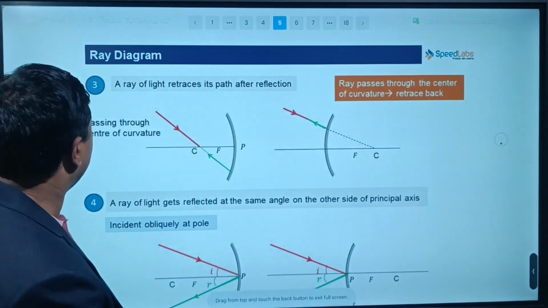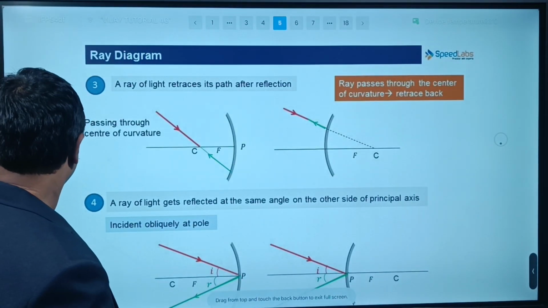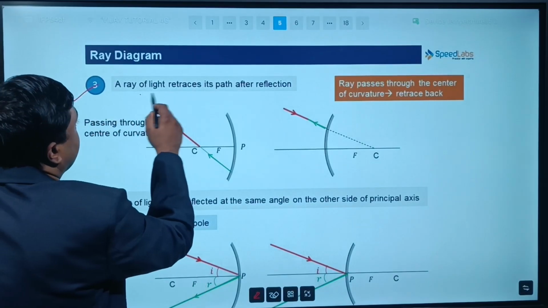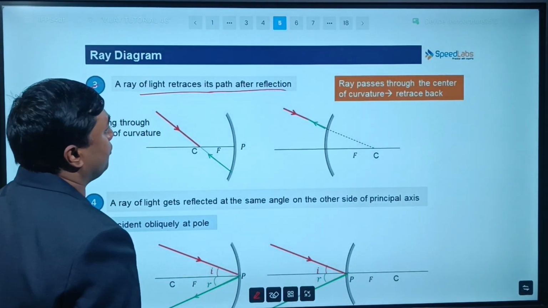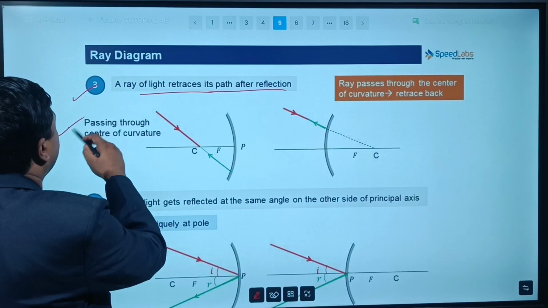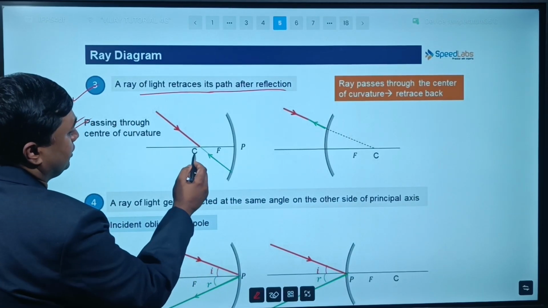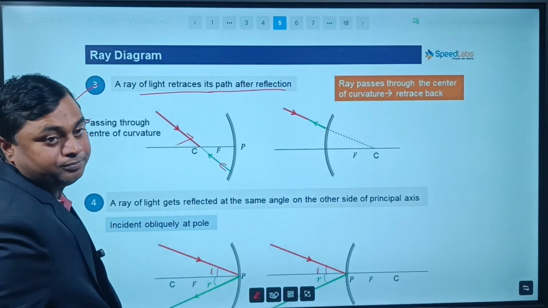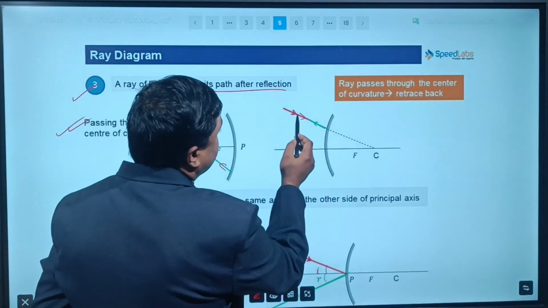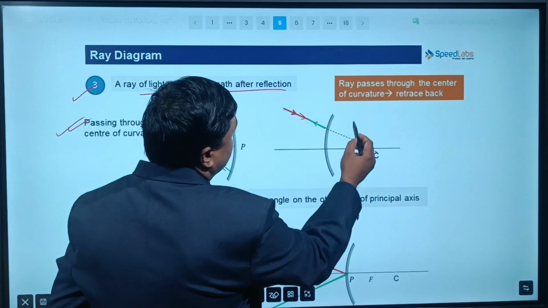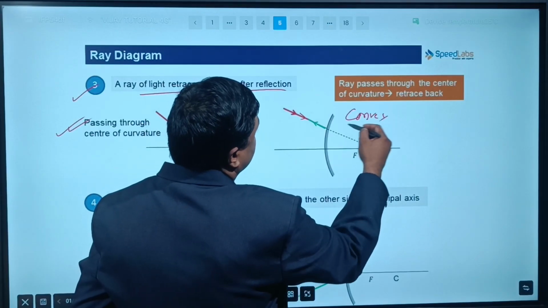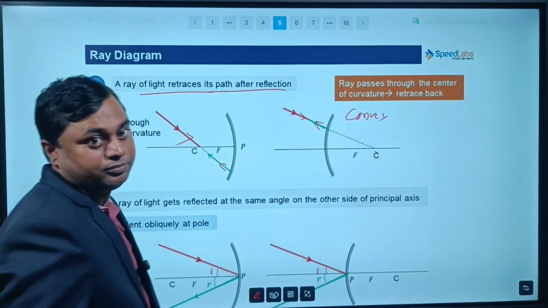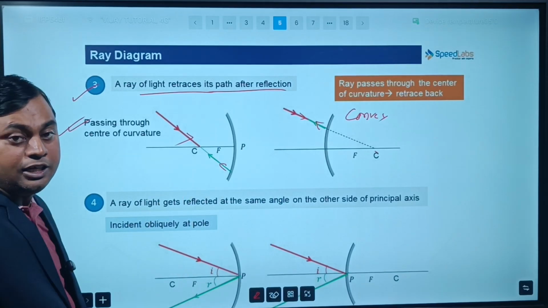Next, the third rule: a ray of light passing through the center of curvature retraces its path after reflection. Now see, this is F, this is C. If a ray of light is passing through C, it will bounce back. Similarly, if a ray of light is directed towards C in the case of a convex mirror, it will bounce back in the same direction. It will retrace its path.